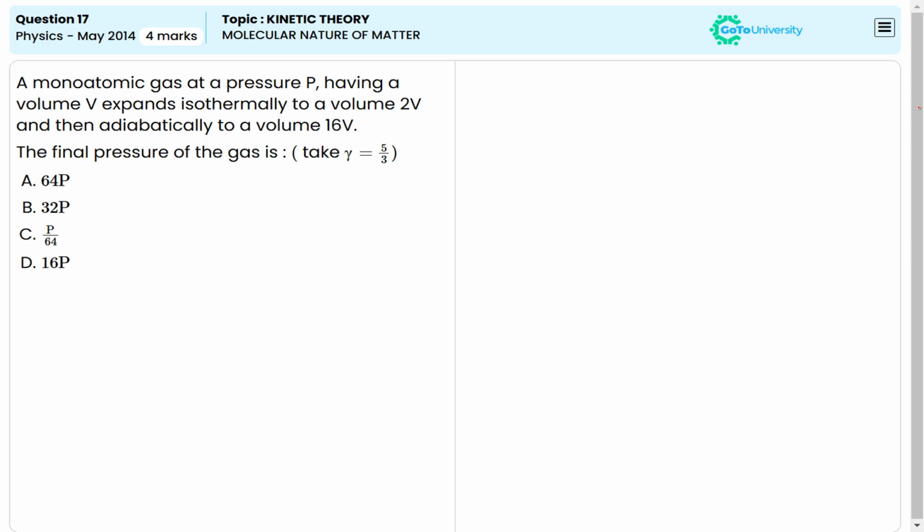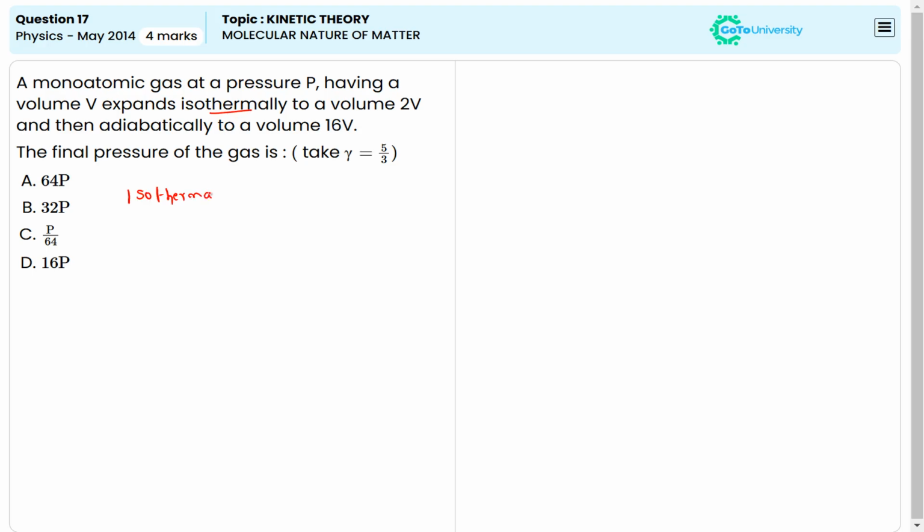A monoatomic gas at a pressure P having a volume V expands isothermally to a volume 2V and then adiabatically to a volume 16V. The final pressure of the gas is? Now, first they have given isothermal.